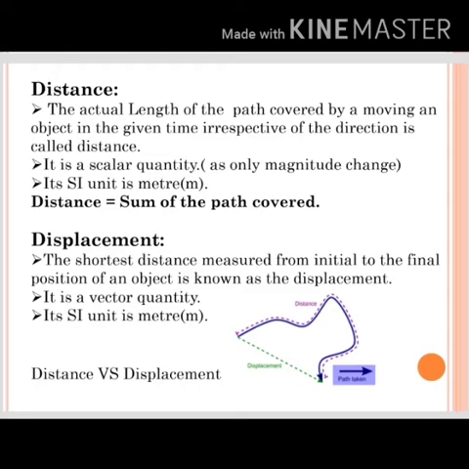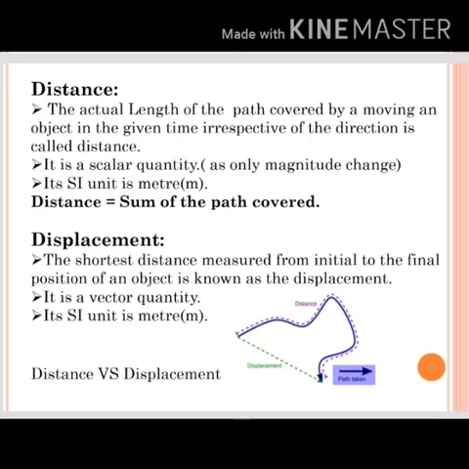First point of distance: total length of path covered by a body. Second point, it is a scalar quantity. Third point, for a closed path, distance travelled is non-zero. Fourth, distance will never decrease. It will always increase. Fifth point, it is always positive.